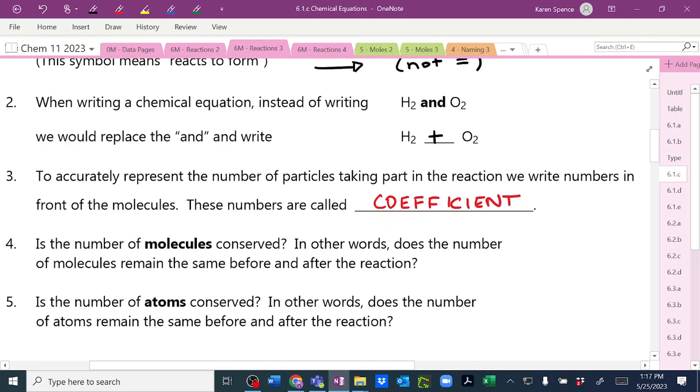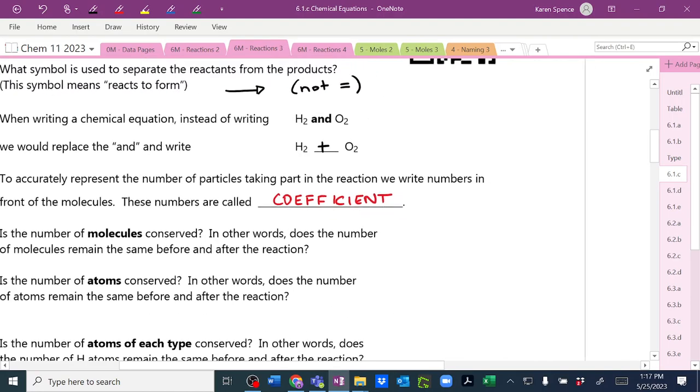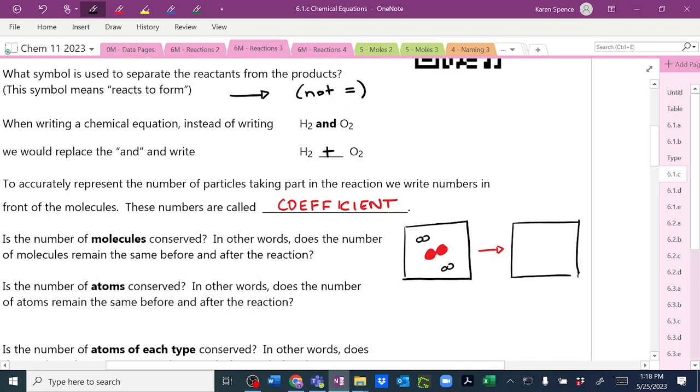Now, this one actually does rely on the video a little bit, so what I'm going to do is draw the little reaction myself here. Okay, so we have H2 plus O2 gives H2O.